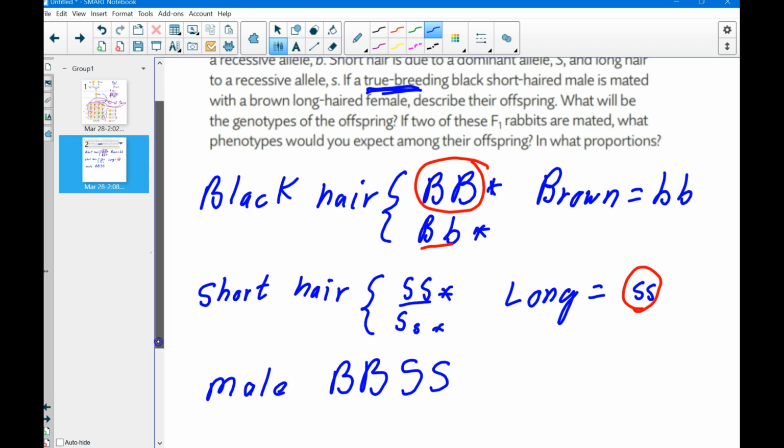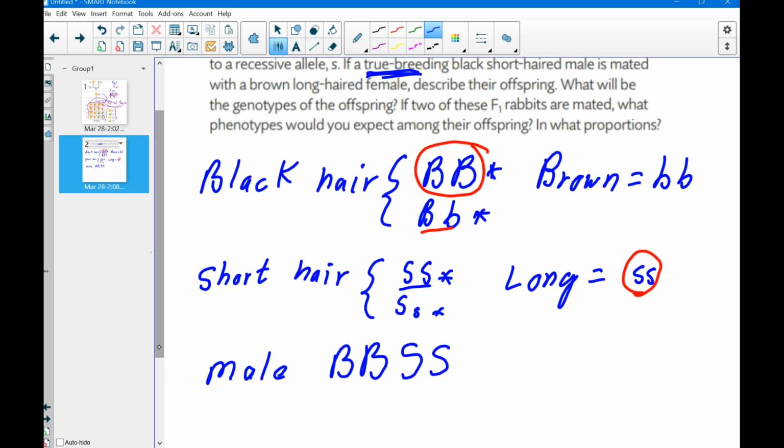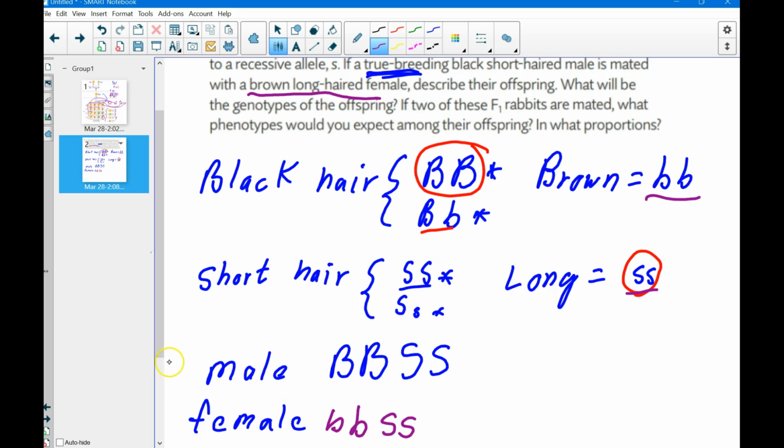The next one is a little bit easier because it's going to be a brown, long-haired female. The female is going to be brown, and the only possible way we can get brown is to have this. So little b, little b, and short-haired... brown, long-haired female. The only way we can get long-haired is to have little s, little s. So now we have the genotypes for male and female.